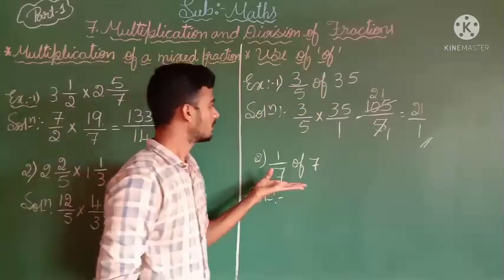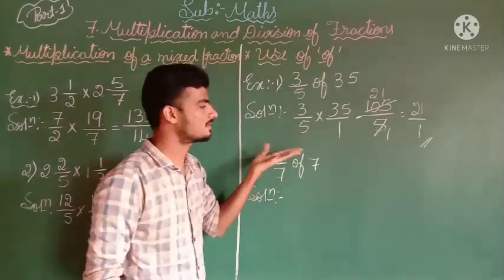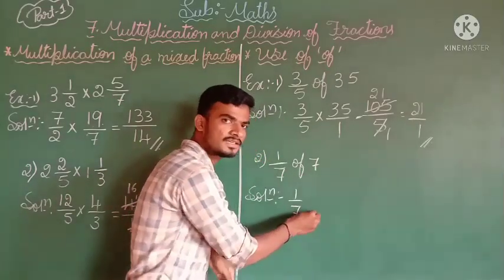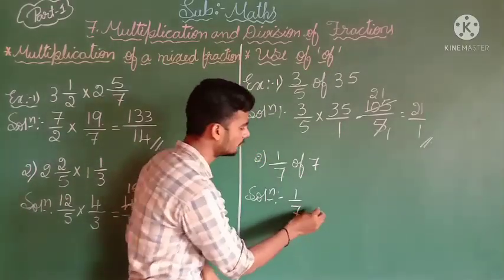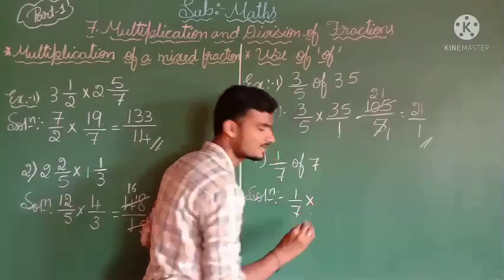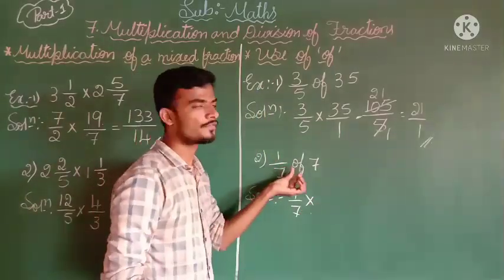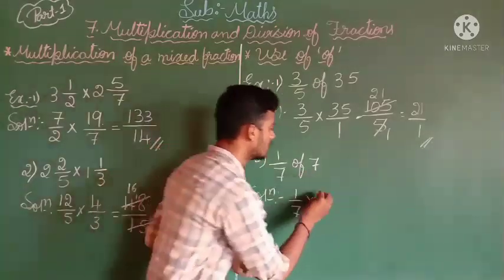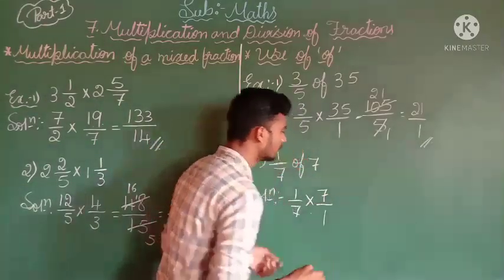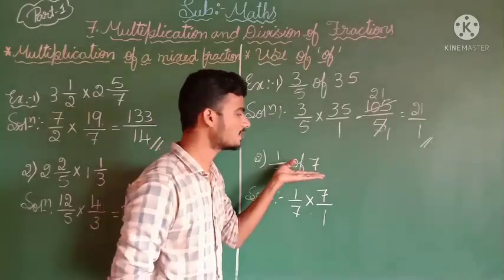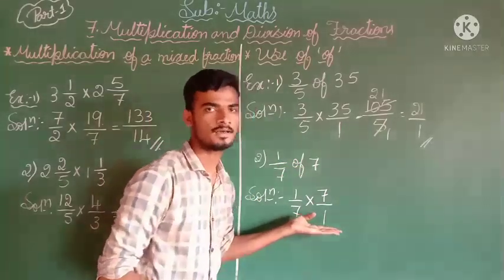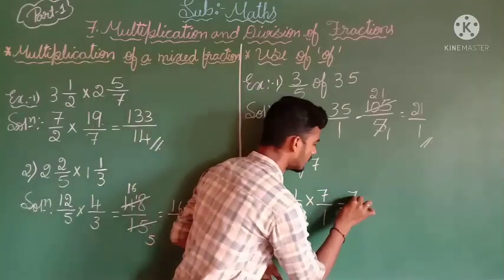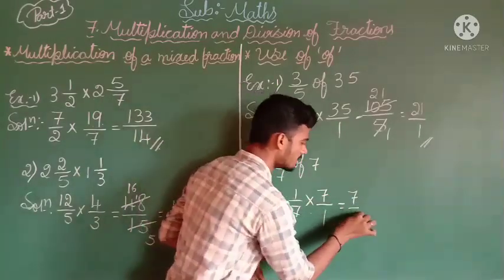Okay, next here also you follow the same step. So 1 by 7 of 7, what symbol do we insert? Very good, we insert the multiplication symbol, because "of" stands for multiplication. Then 7 divided by 1. We write this whole number as a fractional number. So 1 into 7, 7. Then 7 ones are 7.